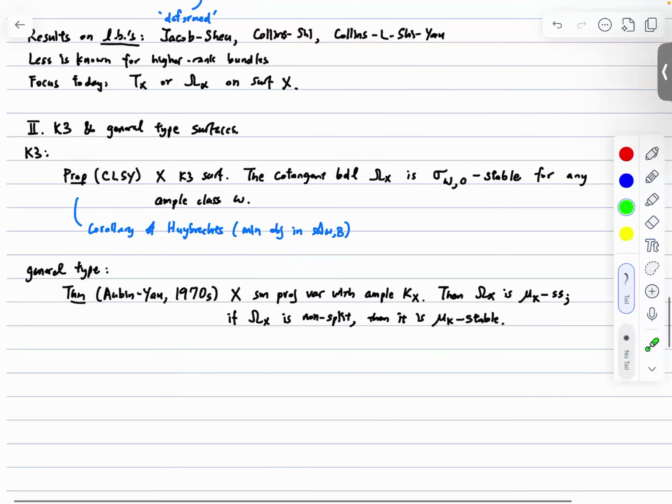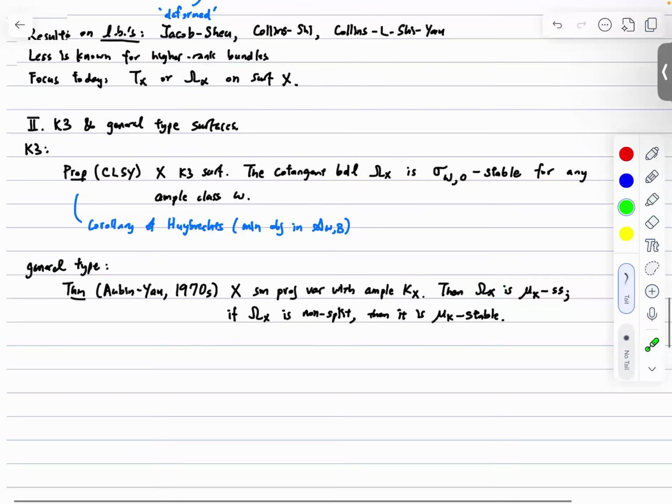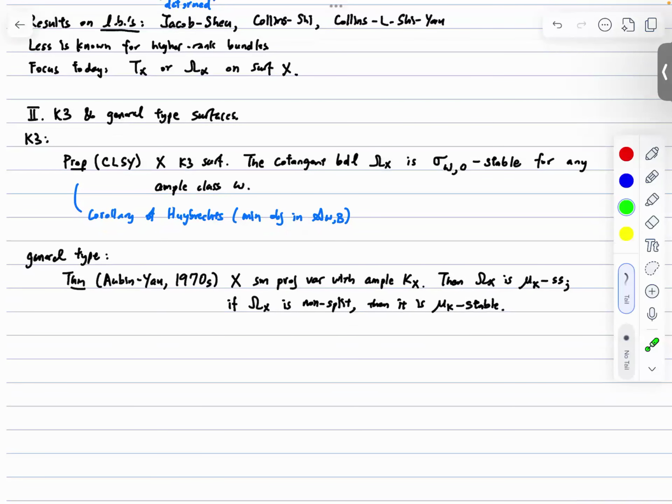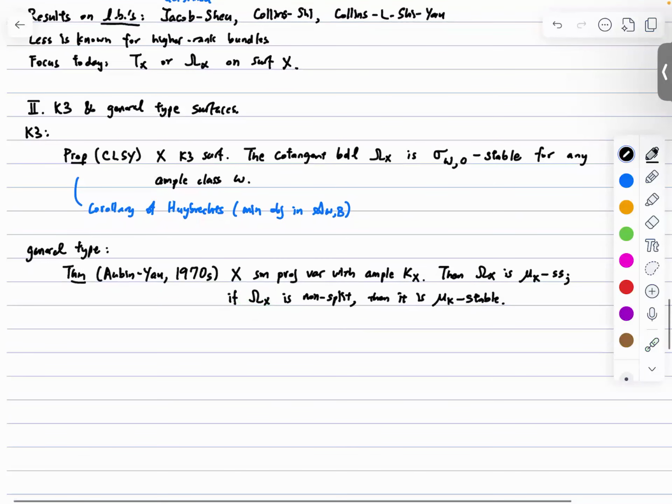And this is useful for us in terms of talking about the Bridgeland stability of the cotangent bundle, because if we know that the cotangent bundle is slope stable, it has a better chance of being Bridgeland stable when we use the canonical class as our omega in the definition of Bridgeland stability. And so because of this result, we are motivated to consider surfaces where the canonical class is ample, and hence that brings us to surfaces of general type.